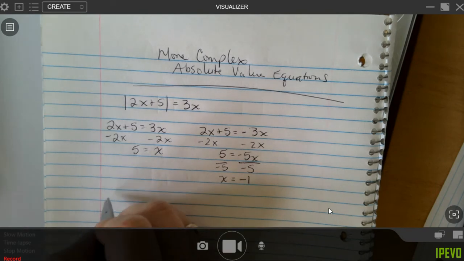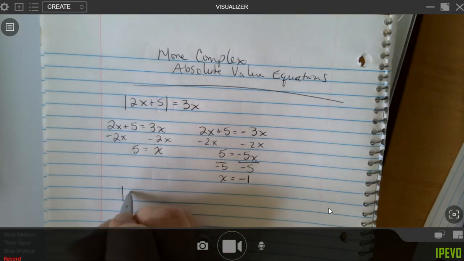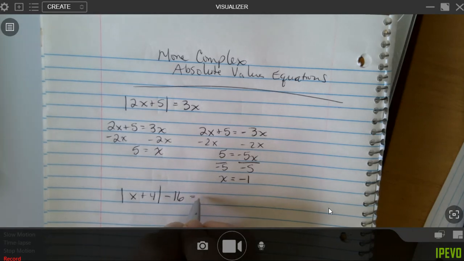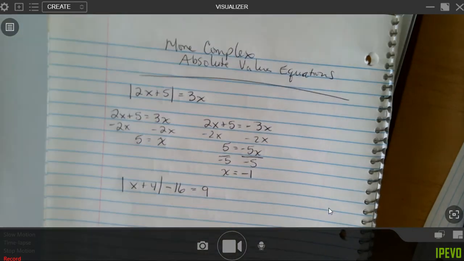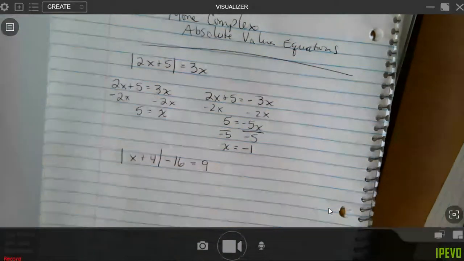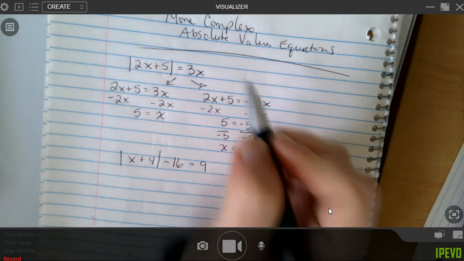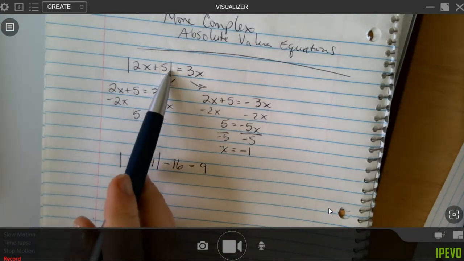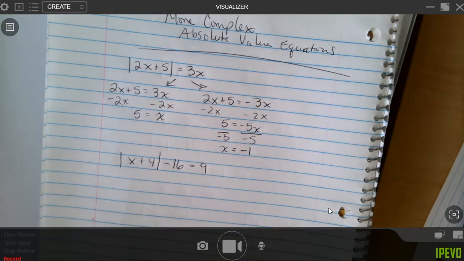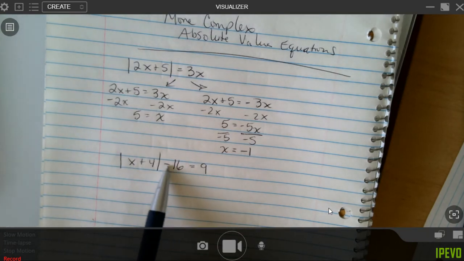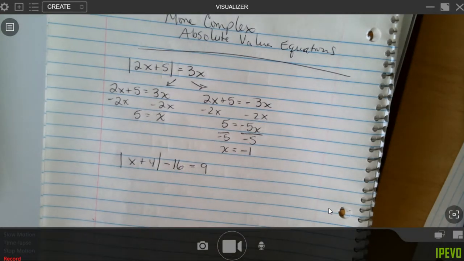Another way they can make them a little scarier is if you had like |x + 4| - 16 = 9. People get so tempted. They're like, all right, it's an absolute value equation, I know how to handle it, I'm going to write the two problems, just like we did here. Notice here, the absolute value was isolated by itself. In this scenario, we have that 16 there, so it's not isolated by itself.